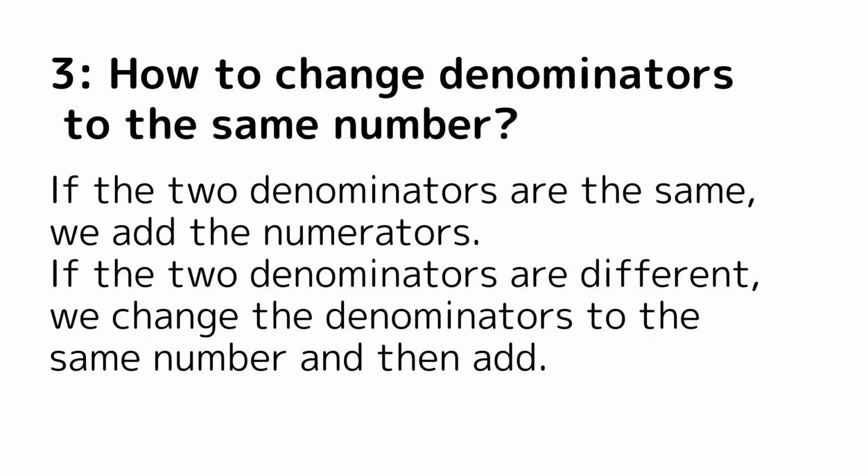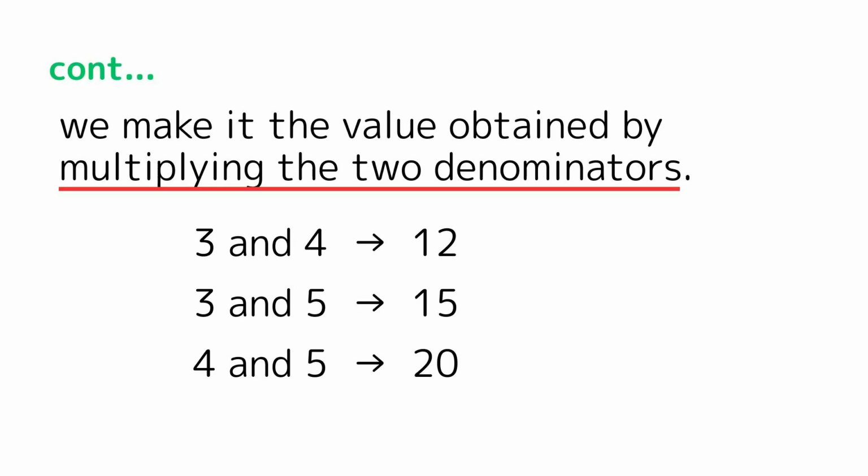Section 3. How to change denominators to the same number. In this section, we will explain how to make the two denominators the same. Simply put, we make it the value obtained by multiplying the two denominators. That's all. Easy, right? If the denominators are 3 and 4, we change each denominator to 12.